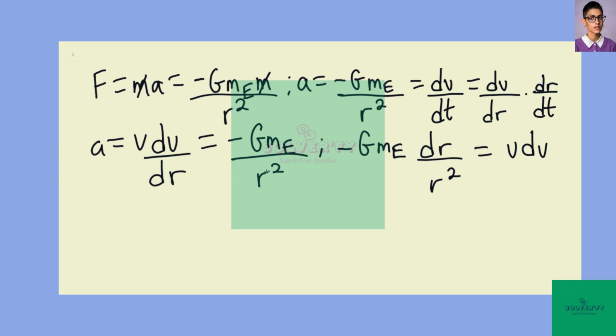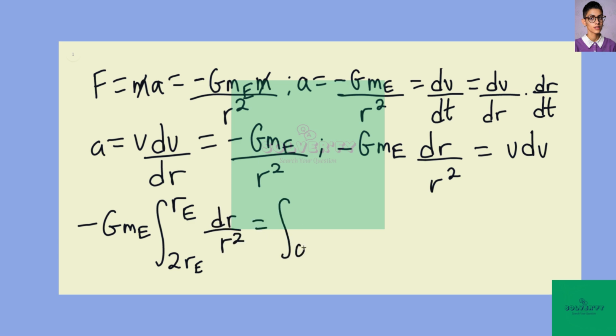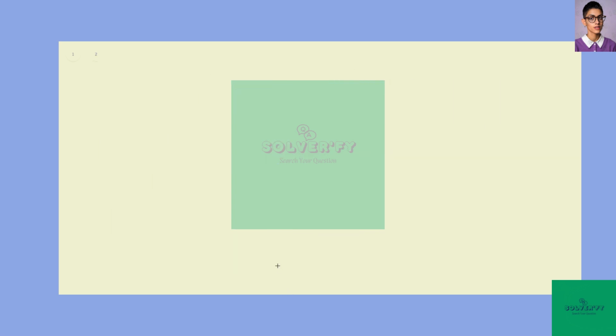Now, at this point, we can actually integrate and say that negative G times the mass of the Earth times the integral from 2 times the radius of the Earth to the radius of the Earth of dr over r squared will equal the integral from 0 to the final velocity of dv. And so let's get a new workbook. We can say that the gravitational constant times the mass of the Earth divided by r squared, evaluated at 2 times the radius of the Earth to the radius of the Earth.